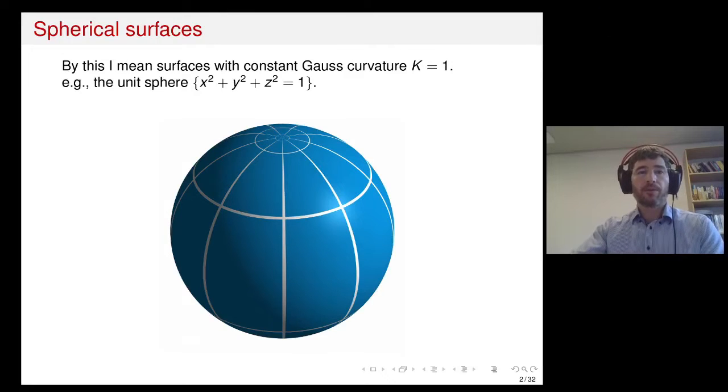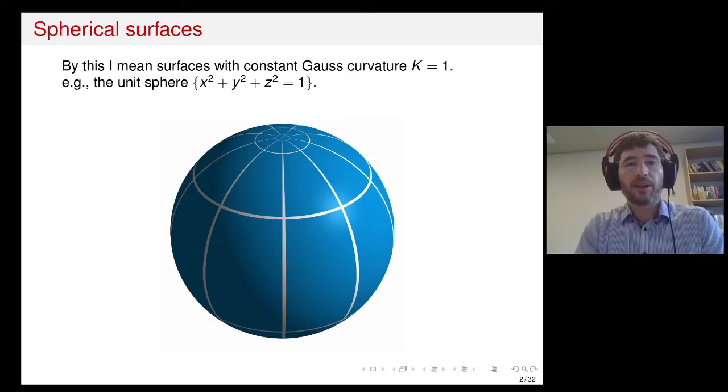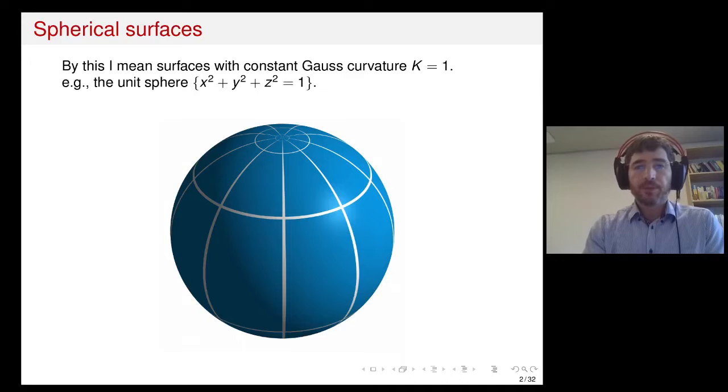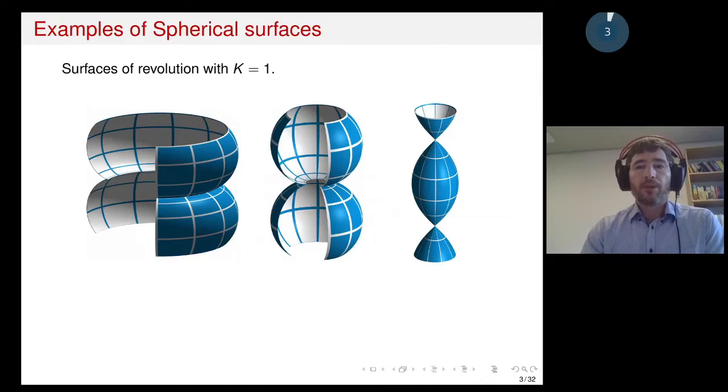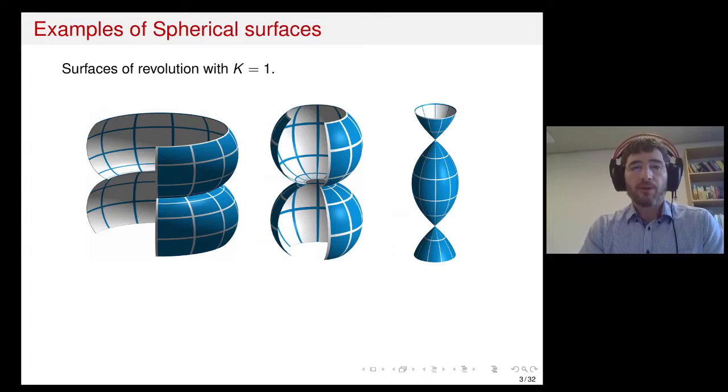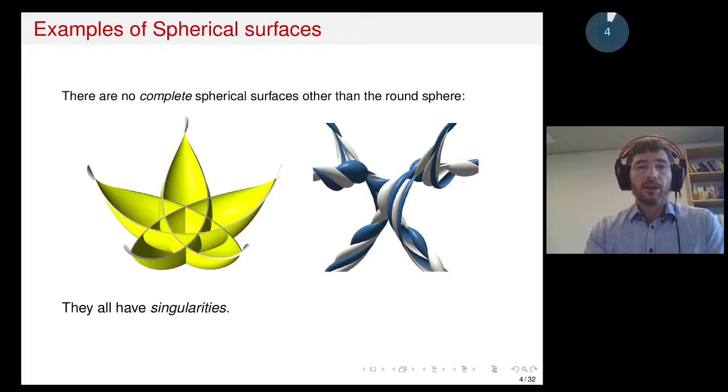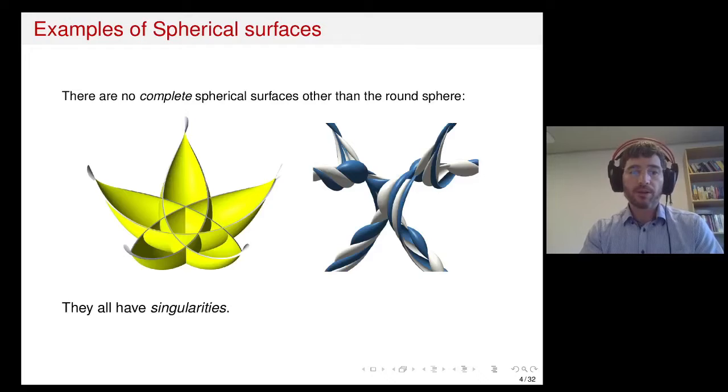By a spherical surface I mean specifically constant positive curvature K equals 1 here. For example, the sphere itself. And here are some other examples which you might have seen before. These are spherical surfaces of revolution, which you can easily obtain by figuring out what the profile curve should look like for such a surface if the curvature is constant. Here are some more difficult to obtain examples which have been found using loop group methods.